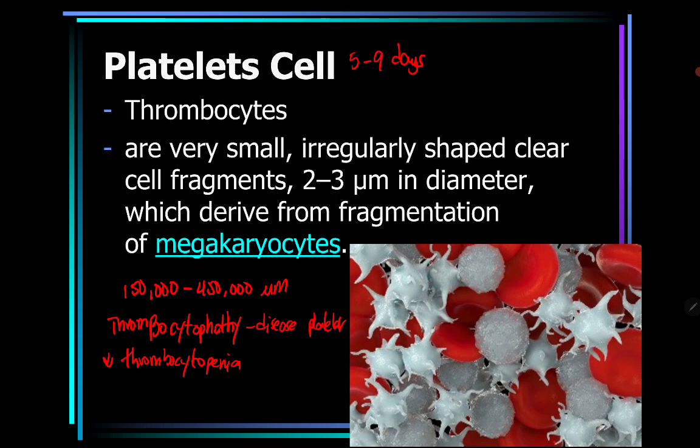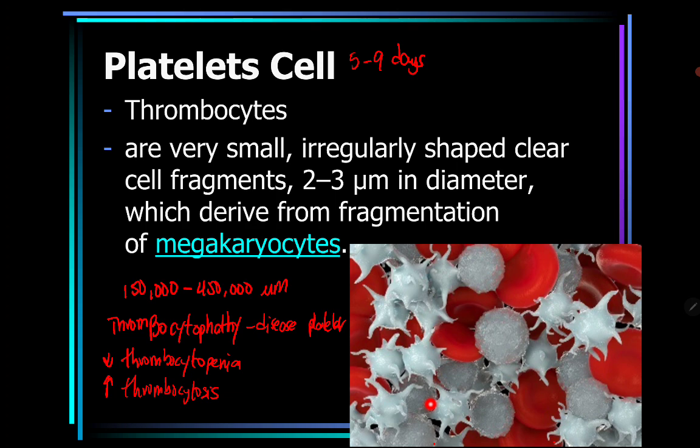So, a decrease in platelets is thrombocytopenia, but if there is an increase in platelets, it is thrombocytosis. Alright, so thrombocytopathy is a disease in the platelets. If there is a decrease in platelets, thrombocytopenia, and if we have an increase in platelets, the term is thrombocytosis.